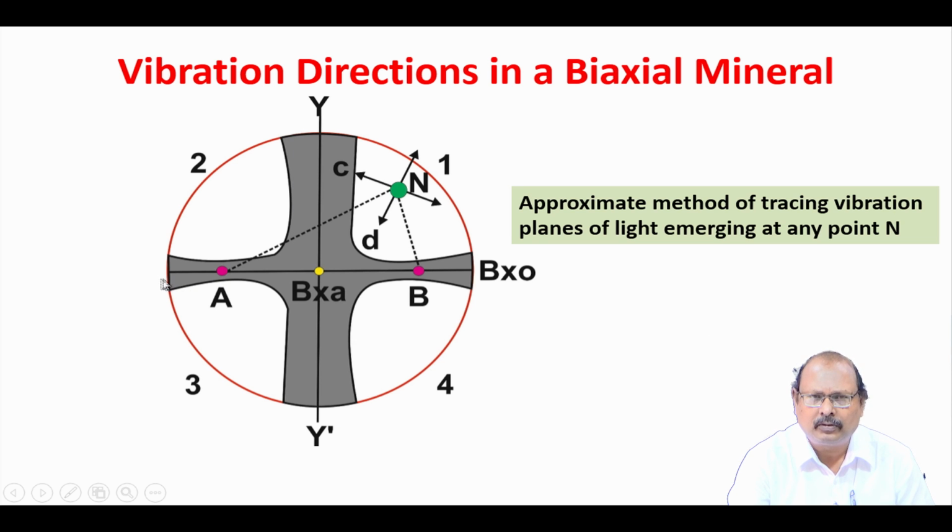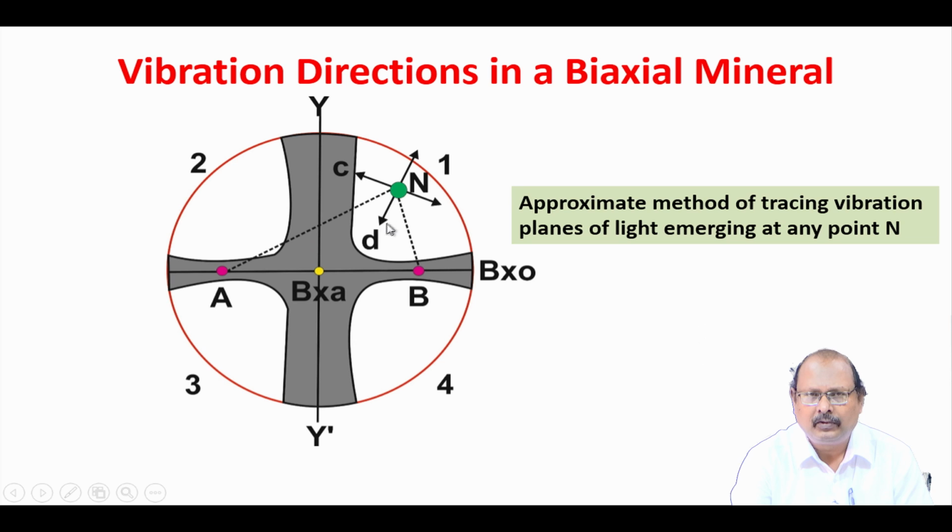Immediately you can find out that in this plane, this is broadly parallel to the BXO vibration direction here, or obtuse bisectrix vibration direction here. So, what you can do here is that at any point within this field of view of this interference figure, you can have an idea about the vibration directions of the two rays using a construction called the Biot-Fresnel construction.